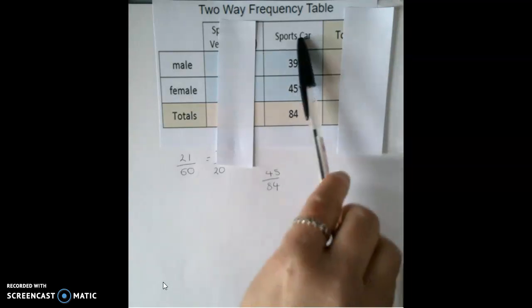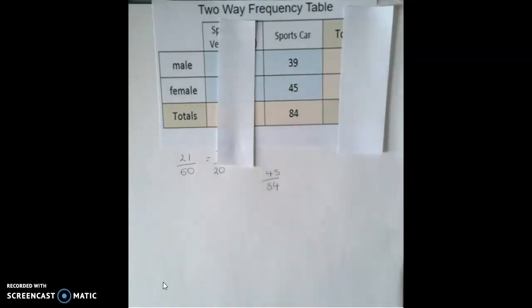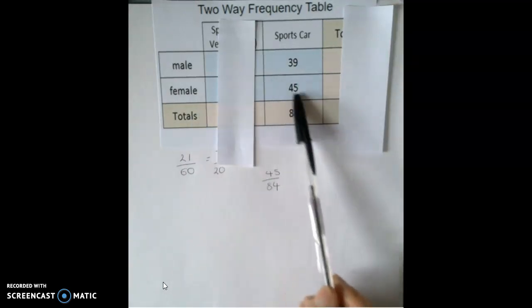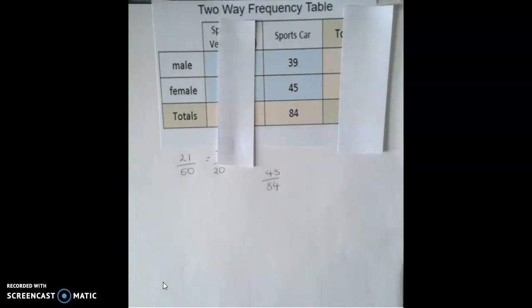So it's only out of this amount here. And out of those, it's the ones who are female. So it's this bit here. So be really careful to read the wording. Is it out of the whole sample?